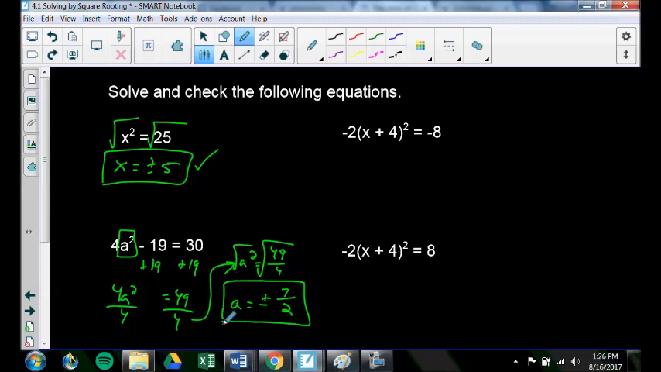I can plug in 7 halves to check that. 7 halves squared is 49 fourths. I know that because I found it right there. 49 fourths times 4 is just 49, minus 19 is 30.